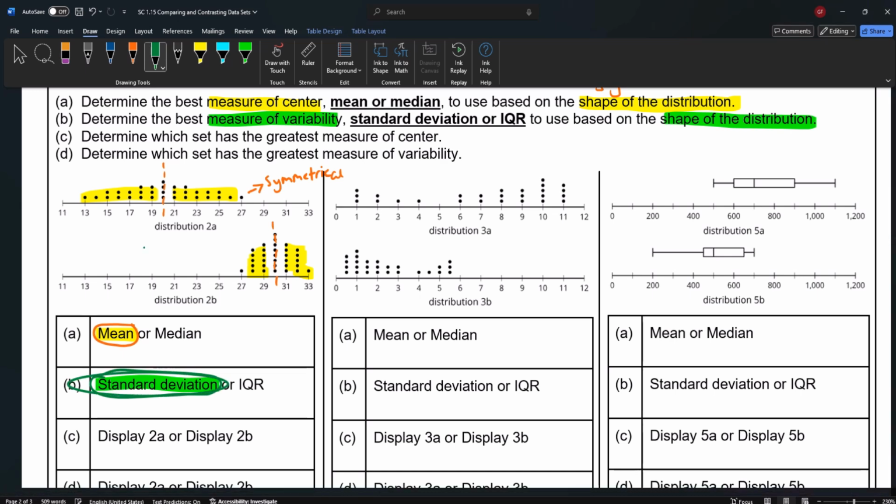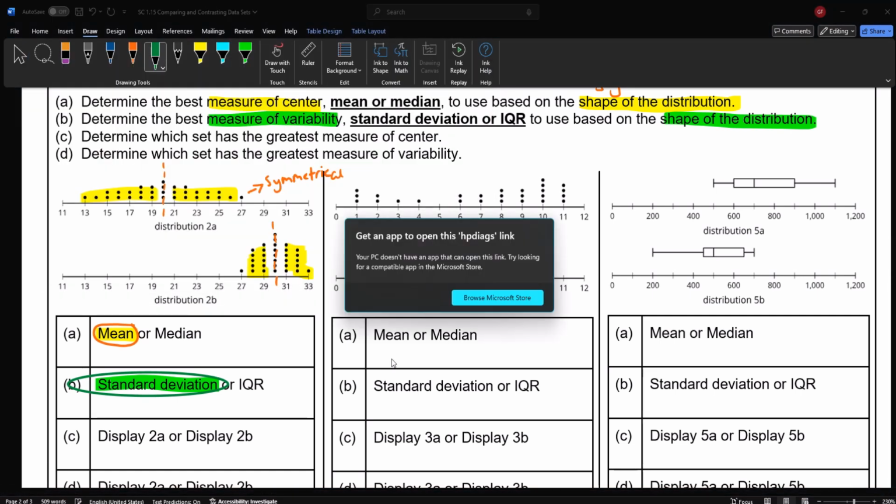Why? Because it's symmetrical. If it's symmetrical, we're going to find the measure of center using the mean, and we're going to find the measure of variability using the standard deviation.